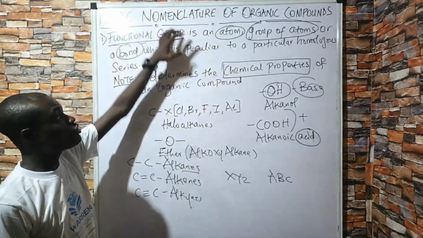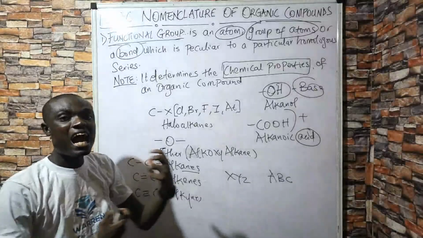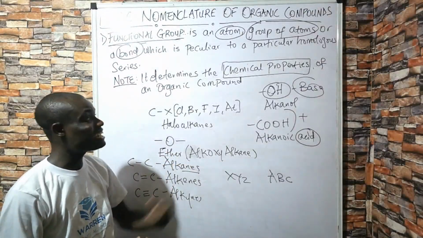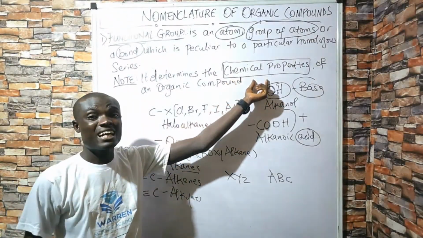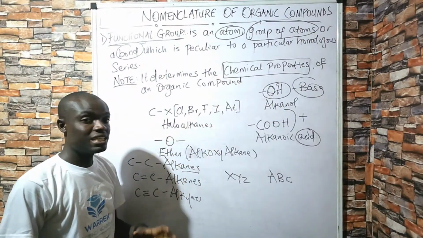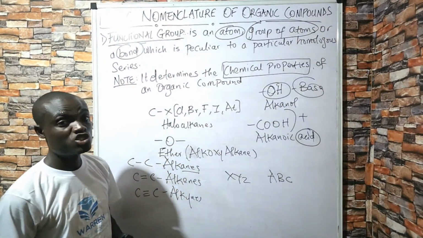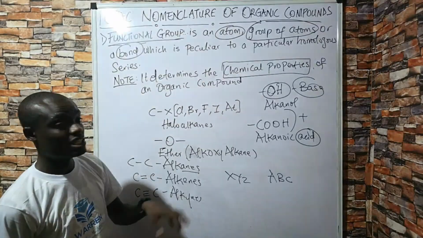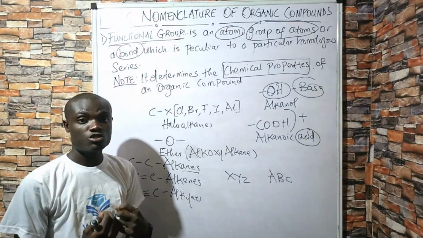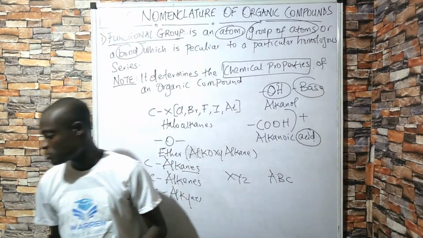So that's what functional group determines. Functional group determines how this compound will react. That's what we talk about. That's what we mean by their chemical properties. So the next thing we are going to look at is what we call homologous series. But before we look at that, we'll first look at the prefix for the number of carbon atoms. So let's go.